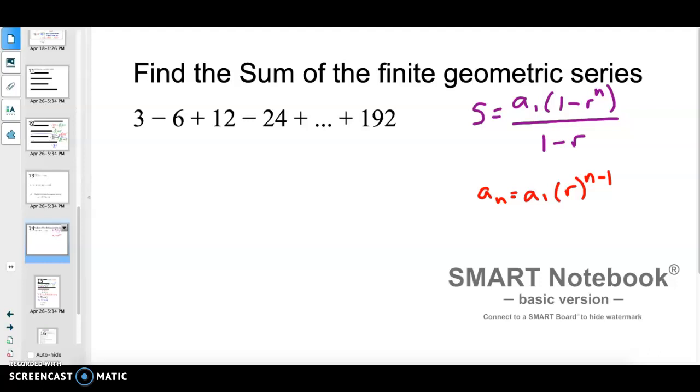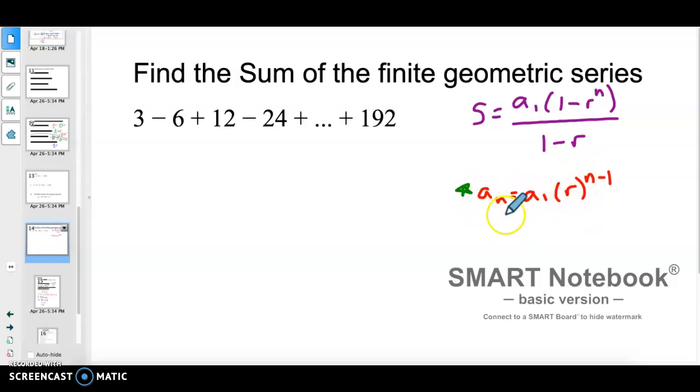Hey everyone! Sometimes when you're given a finite geometric series or a finite arithmetic series, they don't tell you what n is. So they may give you all of the terms and then leave a ... and you don't know how many terms there are. So when you're trying to use this formula, you know everything except this n. So when that happens, you have to revert back to the original formulas to help you solve for n.